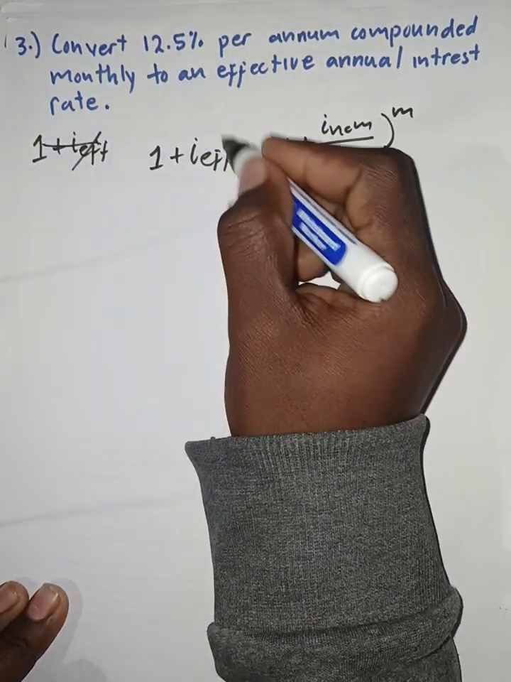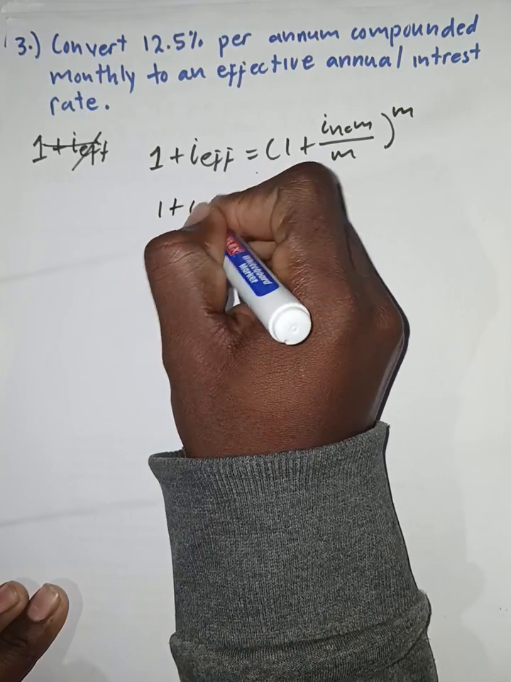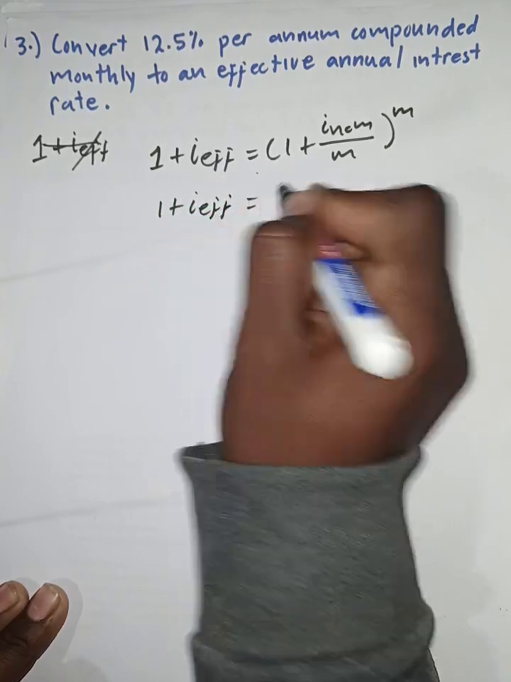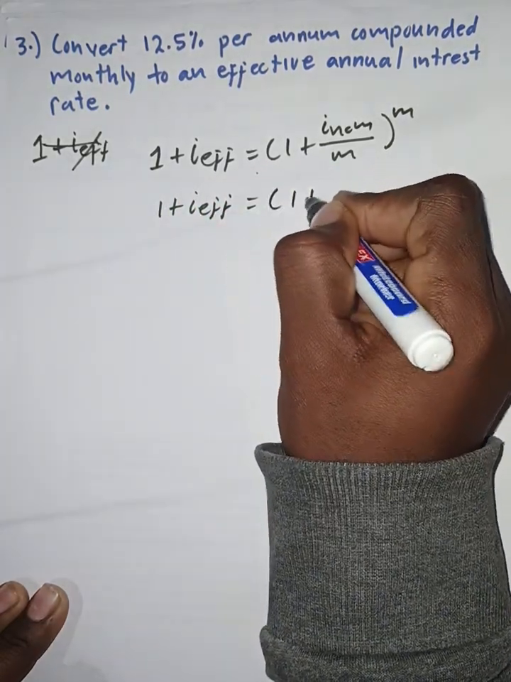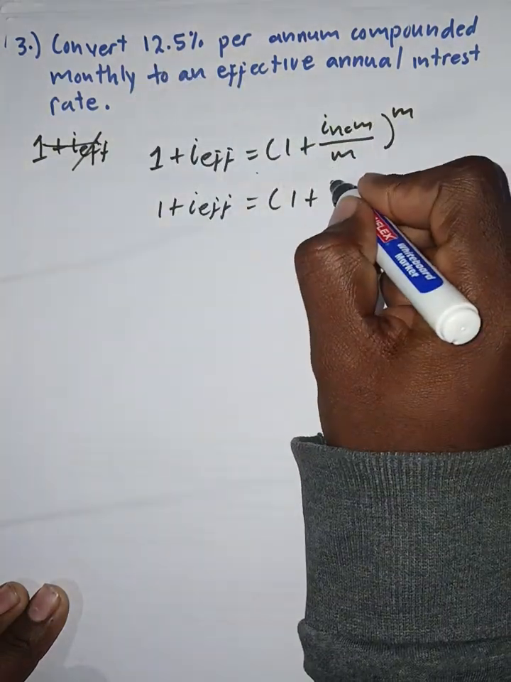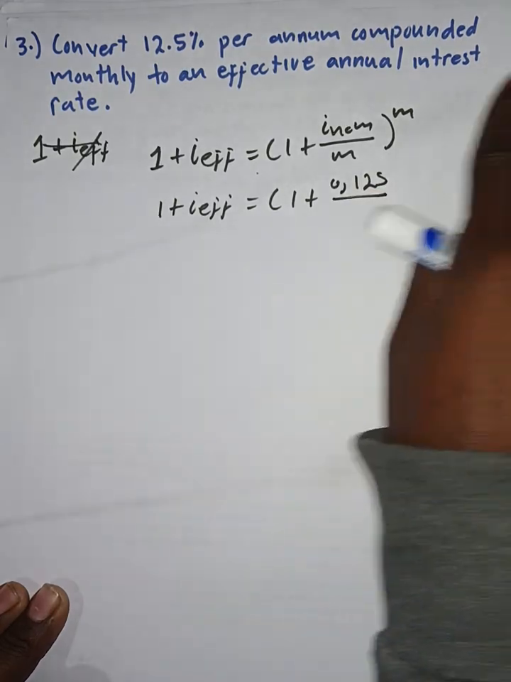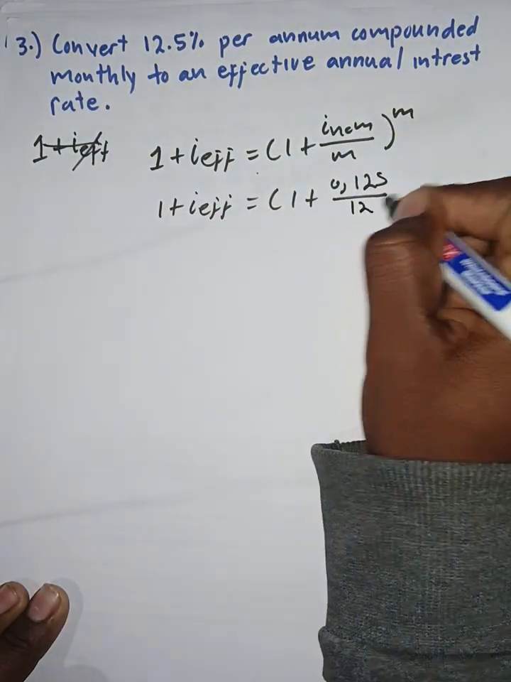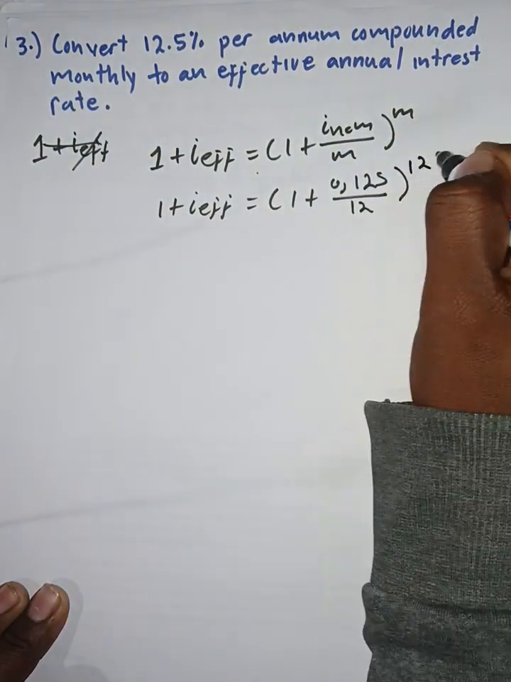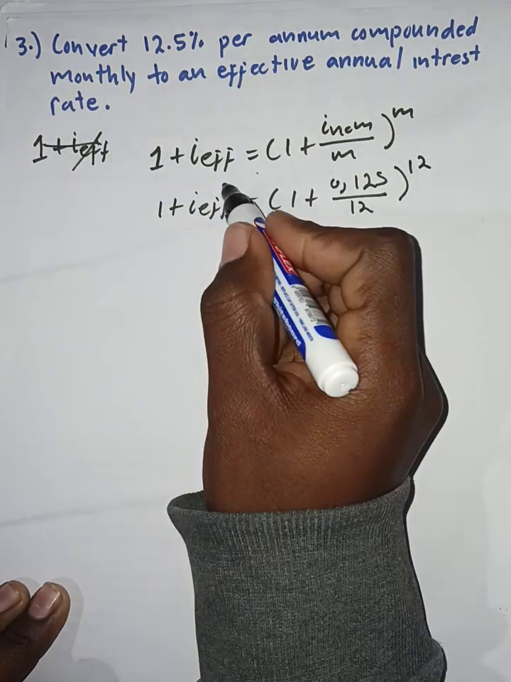And they said that we must calculate the effective interest rate. So 1 plus i effective would be equal to 1 plus, remember, if we convert that to a decimal, it would give us 0.125, and that was monthly. So that would be divided by 12, all to the power of 12. Now remember, we are looking for i effective.